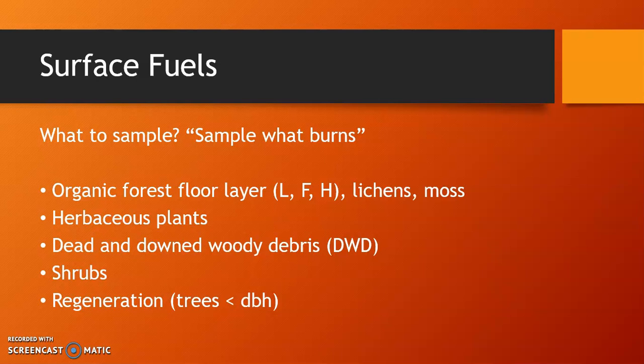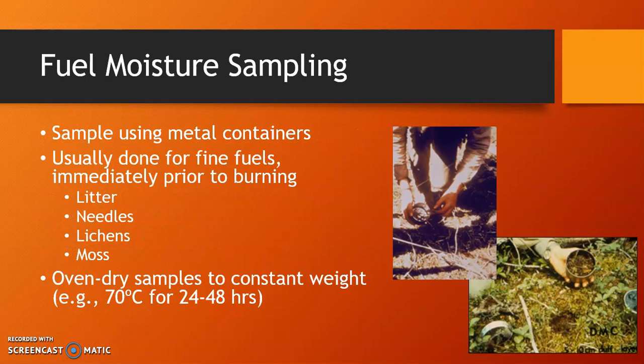So the different layers that you would sample are the organic forest floor fuel layer, which includes litter, fermentation, and humus layers, as well as lichens and moss, herbaceous plants, dead and down woody debris, shrubs, and vegetation, or regeneration. And that would be trees that are less than diameter breast height.